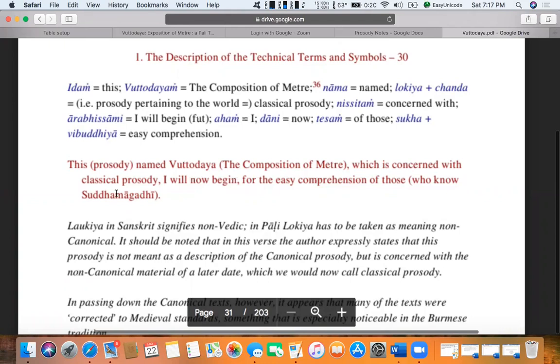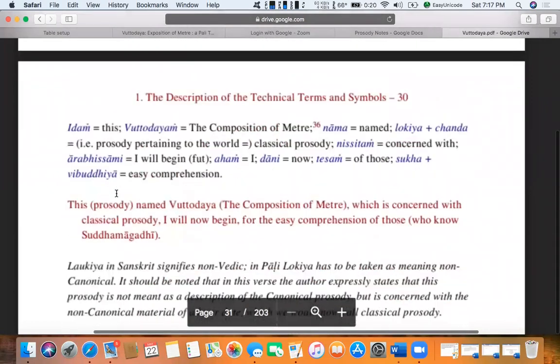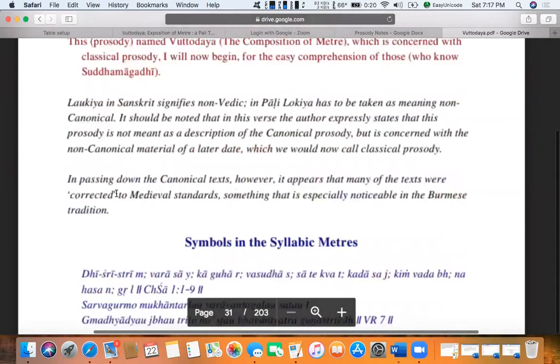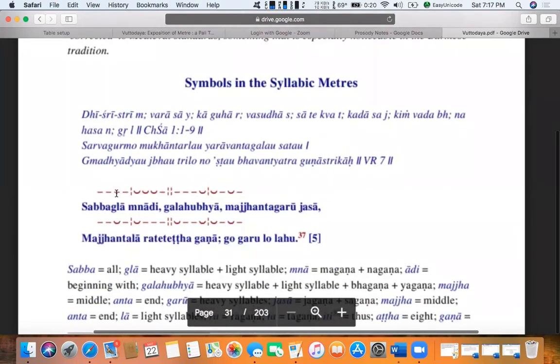Those who know Sanskrit language can study, can learn from ancient books. They don't want a new book. But those who only know pure Magadhi need a new book to learn Pali prosody. So that is the meaning of that stanza. So let's go to the next one. No questions, right? Are there any questions? No. Okay.